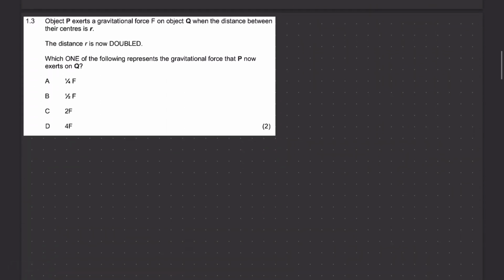Question 1.3. Object P exerts a gravitational force on object Q when the distance between their centers is r. The distance is now doubled. Which one of the following represents the gravitational force that P now exerts on Q? So we can do it quite simply. We can say that F is equal to G m1 m2 over r squared. But now with the change, the new force is going to be G m1 m2 over 2r all squared.